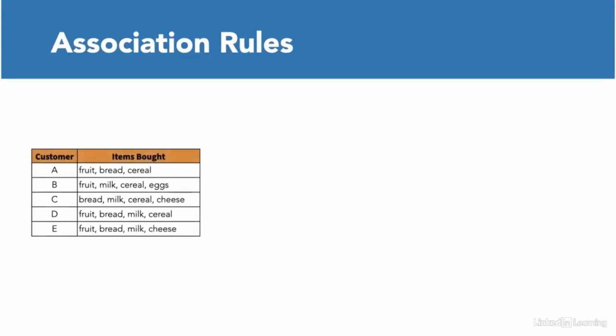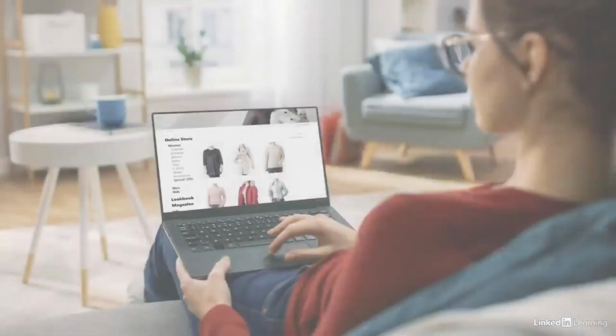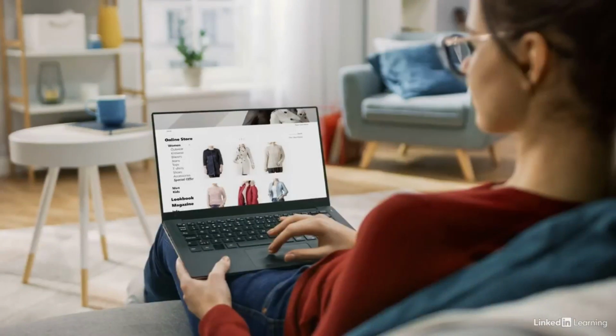Another common approach to unsupervised machine learning is the use of association rules. Association rules are a set of if-then statements that describe the co-occurrence of items or events within data. They are used in a variety of domains, but are most often used in market basket analysis to find relationships between items that customers tend to purchase together.